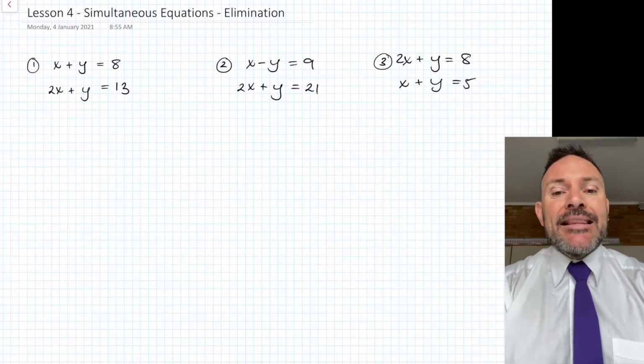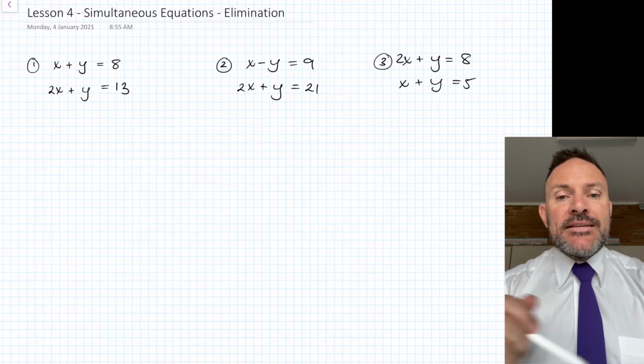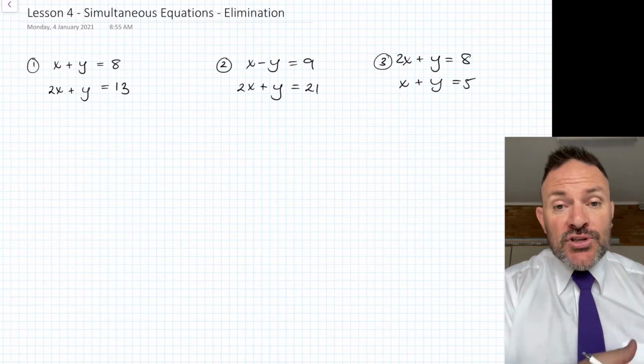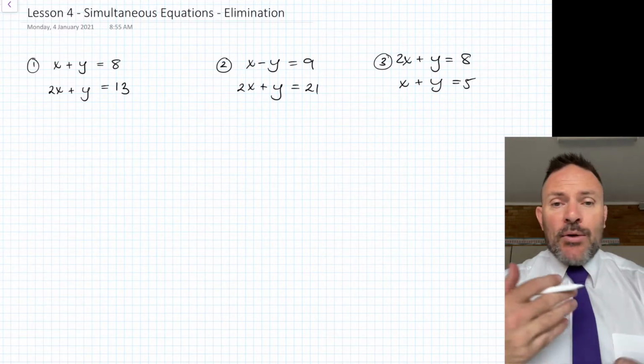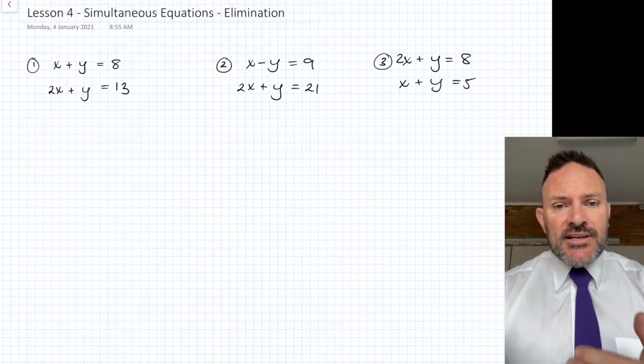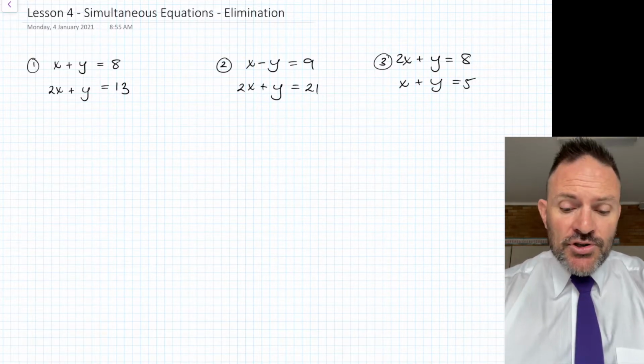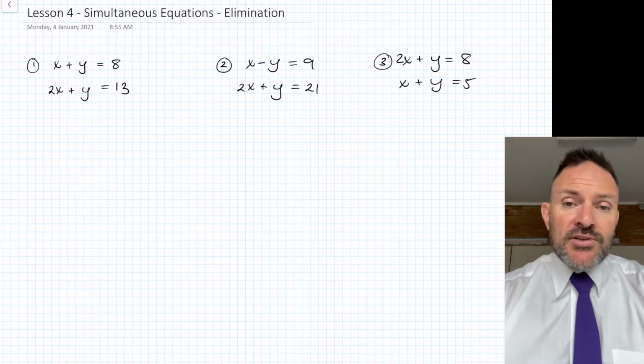Today we're looking at the elimination method of simultaneous equations. Now last lesson we learned how to do the substitution version. We learned what a simultaneous equation was, but today we're going to look at the setup and how we go through elimination. Now substitution, you could do with any of these questions, absolutely.